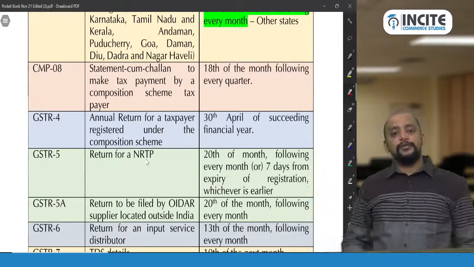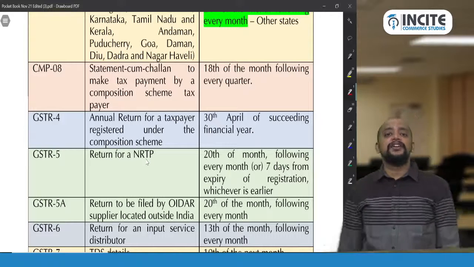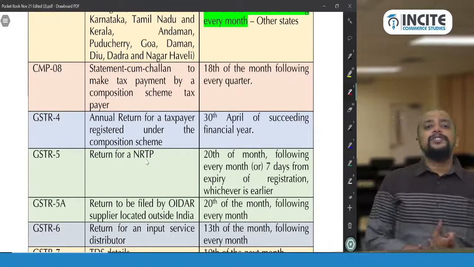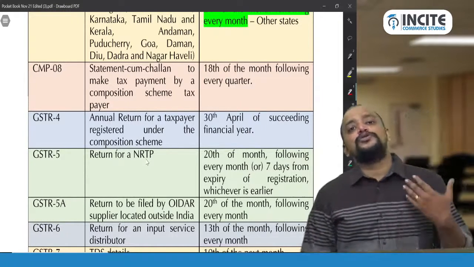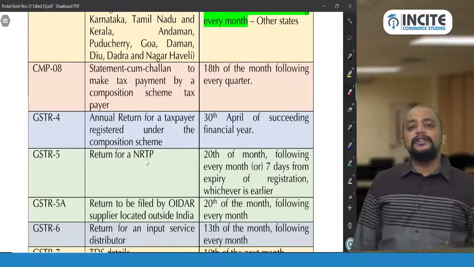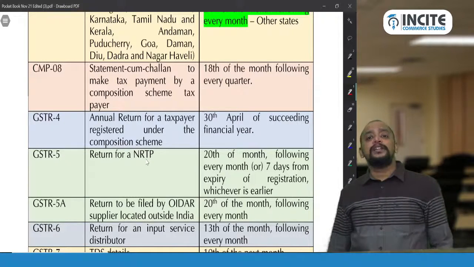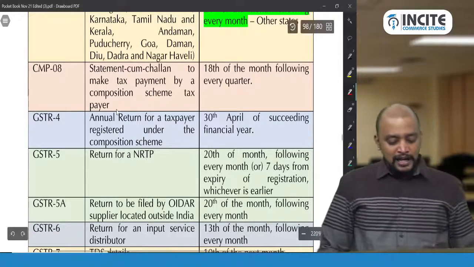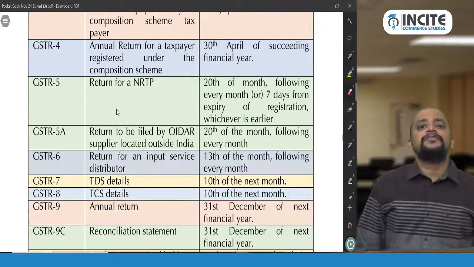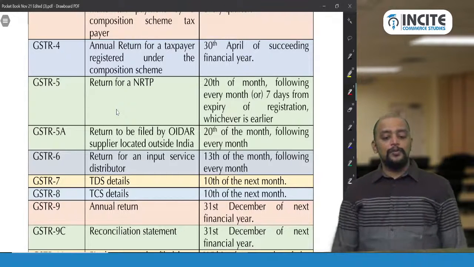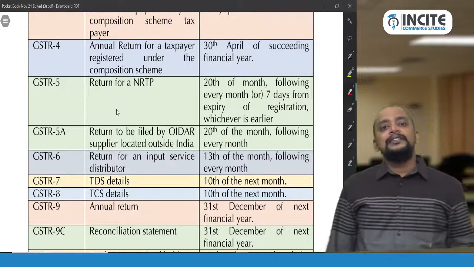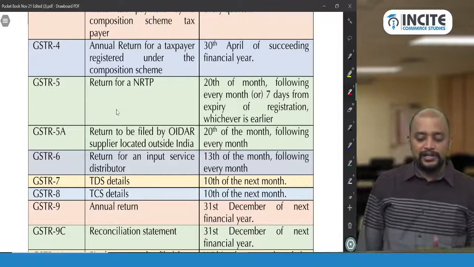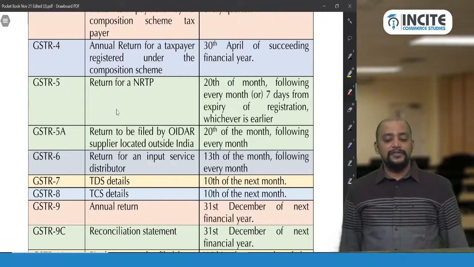How is this tax payment different from QRMP? Composition scheme taxpayers will pay tax on a quarterly basis, and file returns also on a quarterly basis. But QRMP taxpayers will file returns on a quarterly basis but pay tax on a monthly basis. Then GSTR 4 is an annual return for a person who is opting for the composition scheme. And what is the time limit? 30th April of the succeeding financial year.